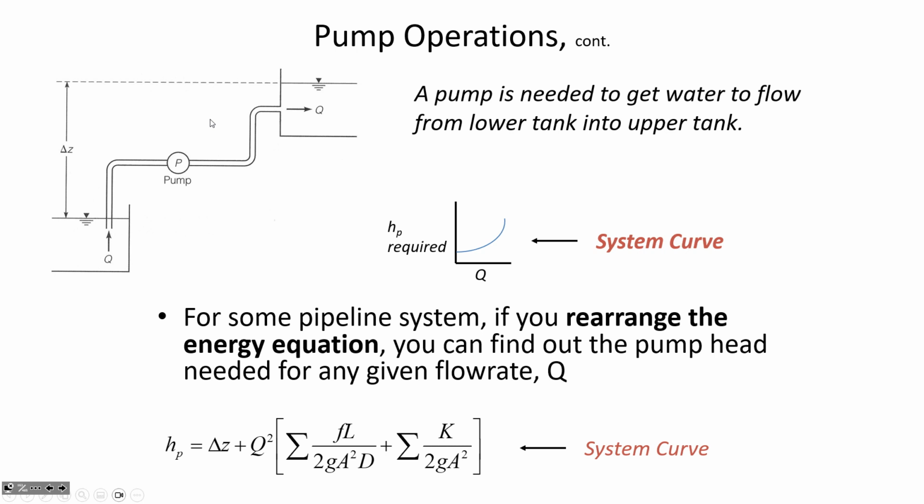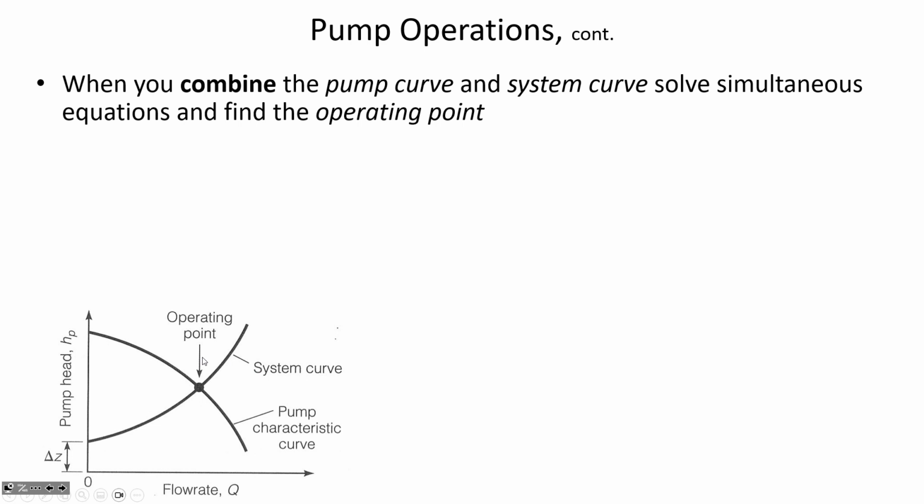And that's the operating point. So rearranging the energy equation in terms of H sub P, the pump curve is also in terms of H sub P. And you just solve for what is the Q value that makes the two H sub P's equal. And so here it's showing the operating point.